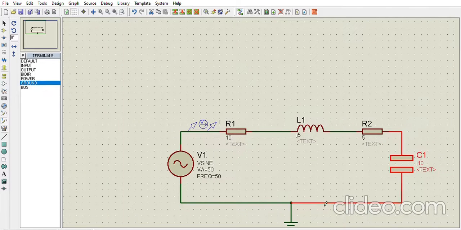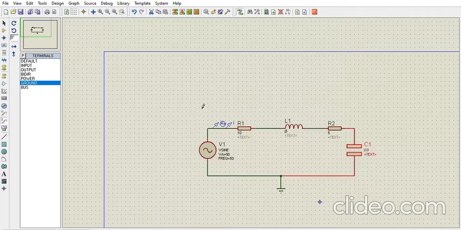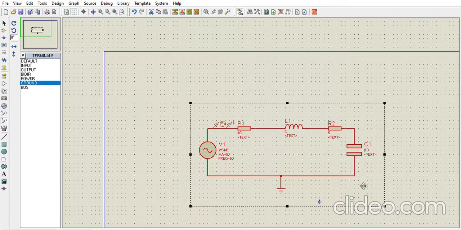So this is the RLC circuit, and we are going to identify the waveform of current and voltage, and also we're going to calculate the phase angle between I and V. So later on, my teammate will do the calculation. We explain about the calculation and the conclusion of this experiment.